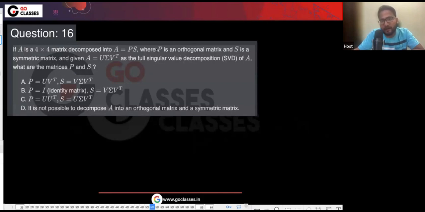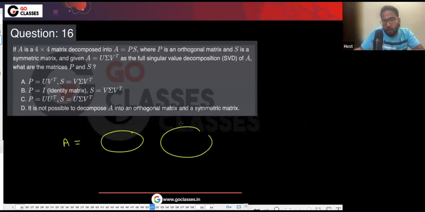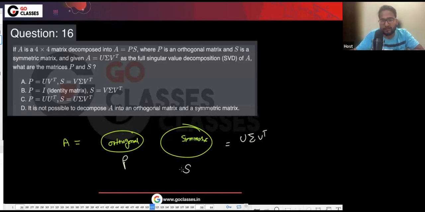So they are saying that A is a matrix which can be decomposed into an orthogonal matrix, and this is symmetric. Okay. So in terms of U sigma V transpose, what is this P? What is this S? If you take P as U V transpose and S as V sigma V transpose, then does this P into S give you A?